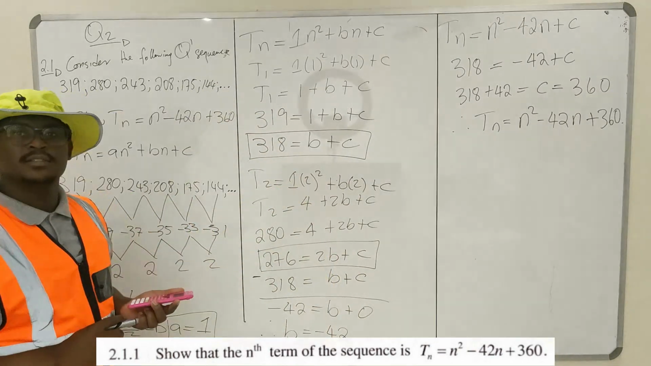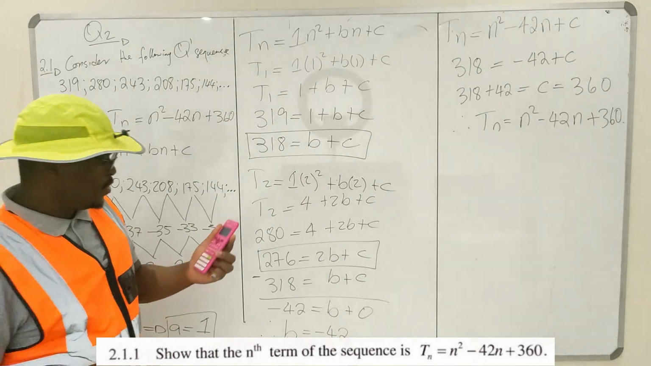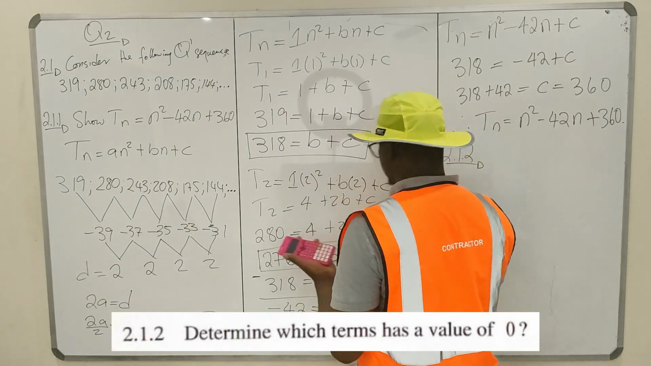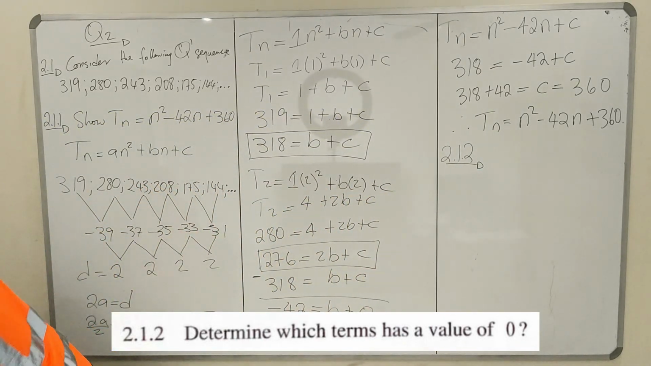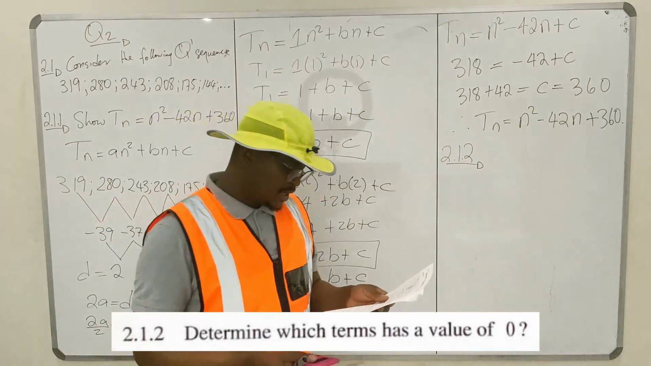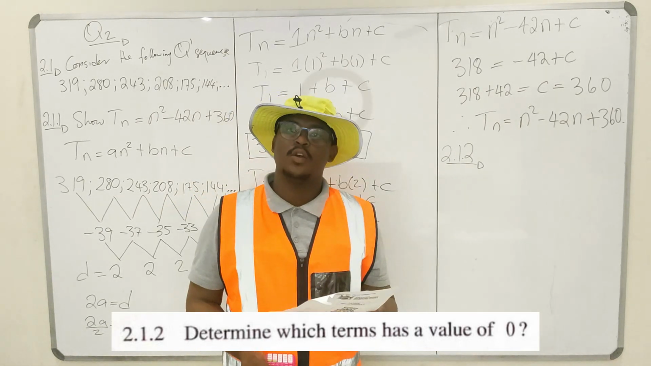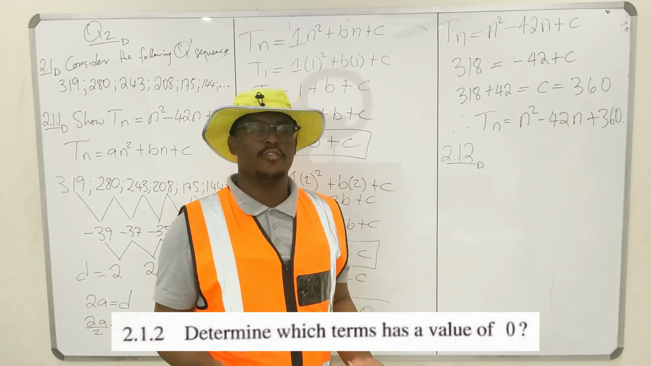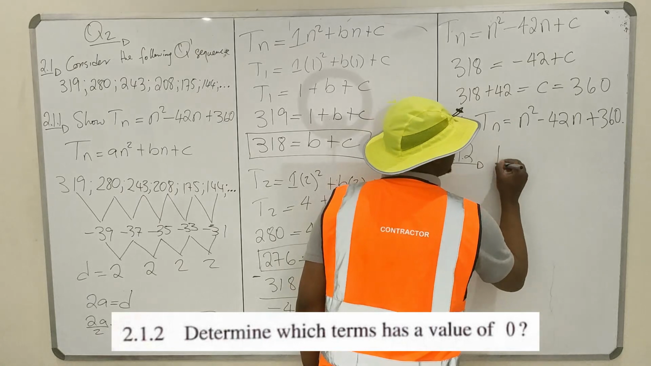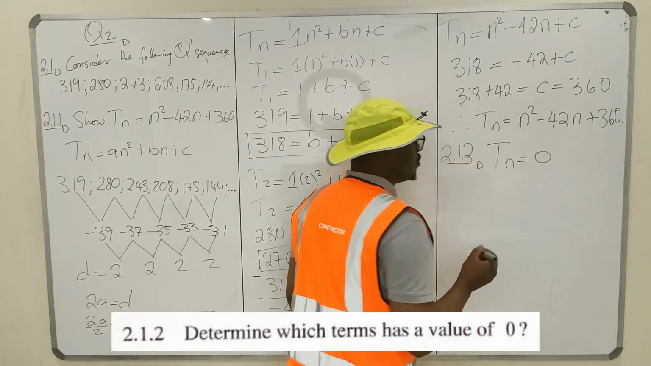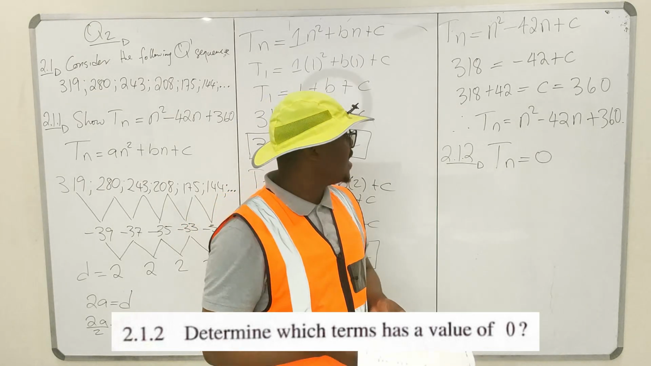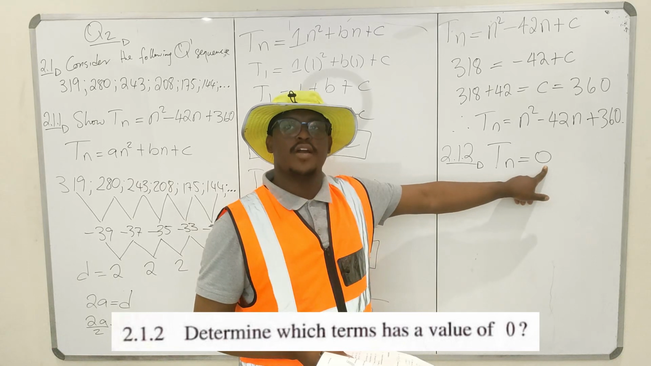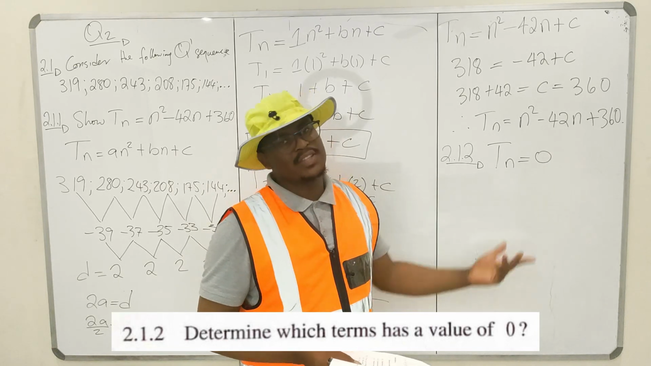I think it is straightforward. So we move on. We go to 2.1.2. 2.1.2 reads as follows: determine which terms of the sequence will have the value of 0. So they're asking you which terms of the sequence will have the value of 0. So for Tn equal to 0, find the value of n for which our sequence will have 0 as the term. That's what they're asking you.